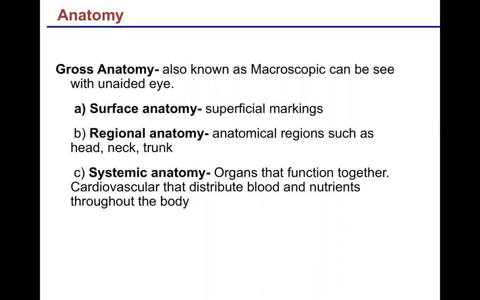Regional anatomy is how we can divide the body into different regions like head, neck, trunk, upper body parts and lower body parts, upper limbs, lower limbs, and learn about the regional anatomy. And then there is systemic anatomy where we learn about the systems, for example, the cardiovascular system, renal system, or the reproductive system. There are 11 such systems, and we will be learning each one of them.